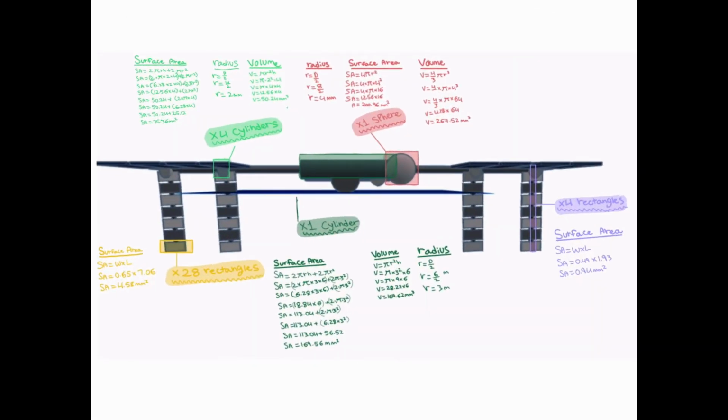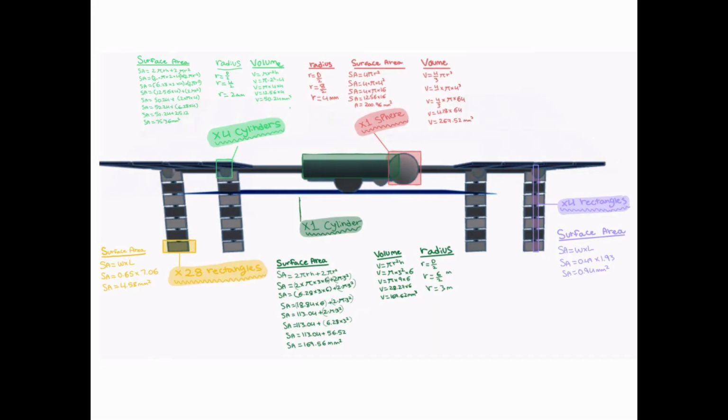Here are some of my calculations for my design. As you can see, this mainly focuses on the portion of my design that is made for maximum volume. Each shape required a different formula to calculate the surface area and volume.